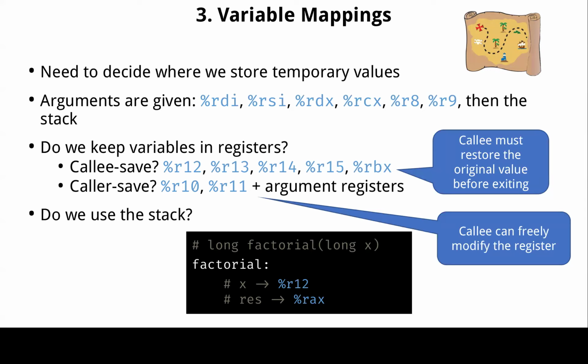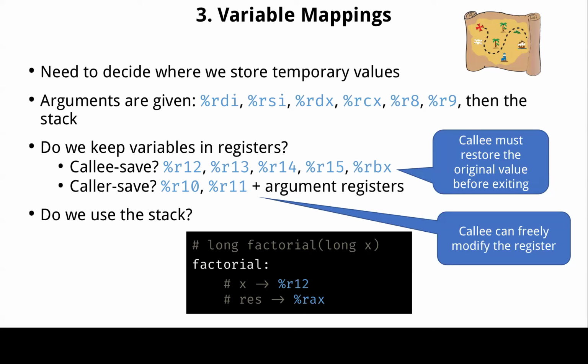So R10, R11, if the caller wants to maintain the value of them, the caller is supposed to save it. Which means when you develop a function and you want to use the register R10 or R11, you can just use them freely. You don't need to push them. You don't need to save them because it's supposed to be the caller's job to do that. Obviously, all the argument registers are also the caller's job to save.